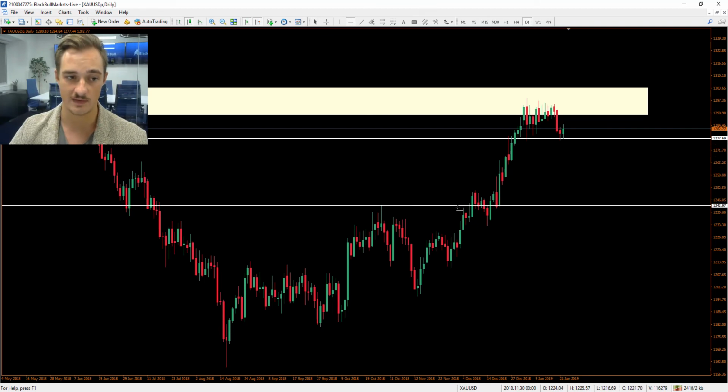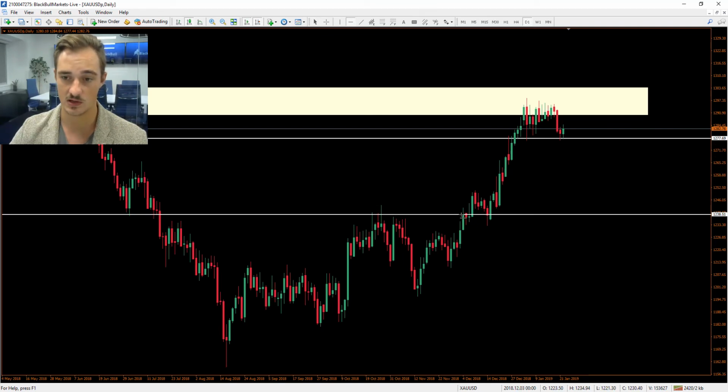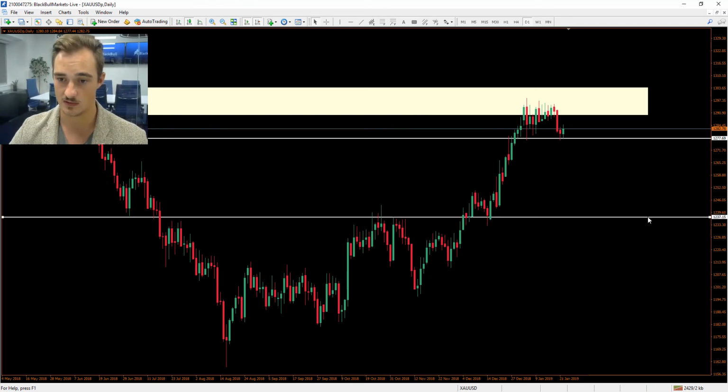So if we do have a break, we could see very nice moves, hopefully down to this 1.2380 level. It'd be way more satisfying if it was a 4, but it's okay. So 1.2380, 1.2370 level would be a very good move to the downside.